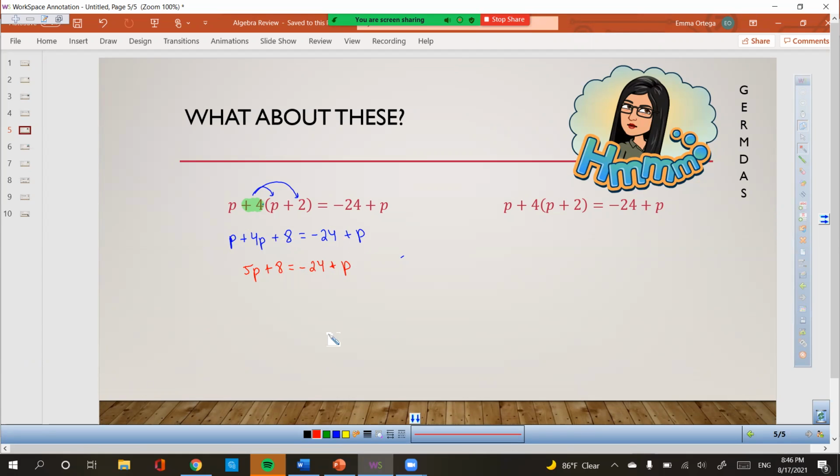Now we're back to the same thing we were working with. Letters with letters and numbers with numbers. Again, it doesn't matter what you start with. You can start with the letters, you can start with the numbers, you can move the 5p, you can move the 1p. It doesn't matter as long as whatever you do to one side, you have to do to the other side.